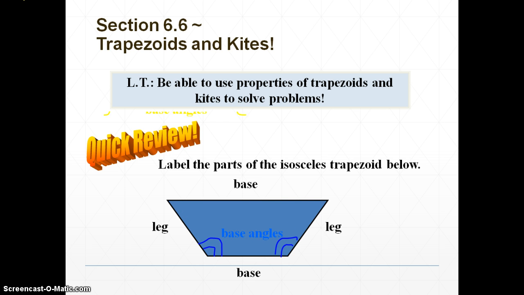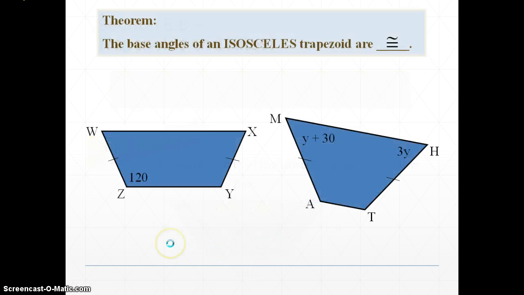Now we're going to have two sets of base angles. Remember, in an isosceles triangle, the base angles are congruent. Well, the same thing happens in an isosceles trapezoid. These two base angles are congruent, and these two base angles are congruent. Notice that they are not all four congruent. These are different, right here and right here. Theorem: the base angles of an isosceles trapezoid are congruent.